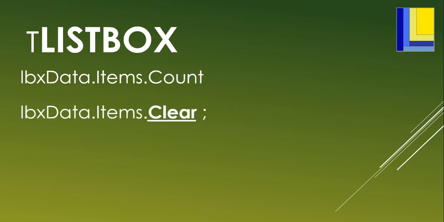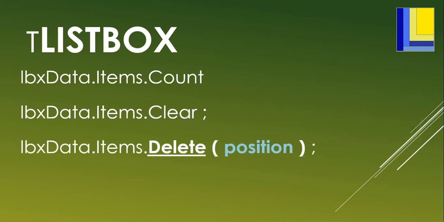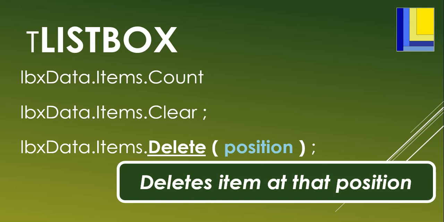Then, Clear, that's very similar to the memo control. You can clear the memo control, and here it clears everything in the list box. And then the Delete with a value, which will delete at that particular position.